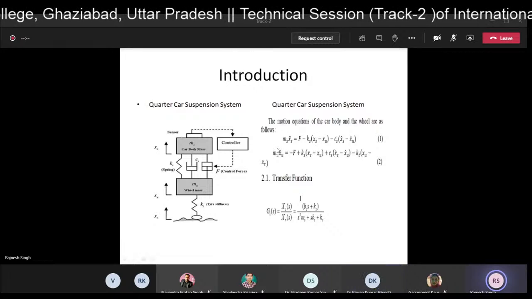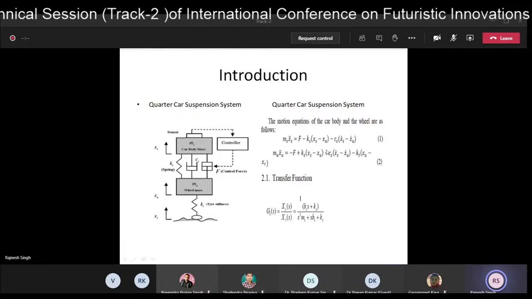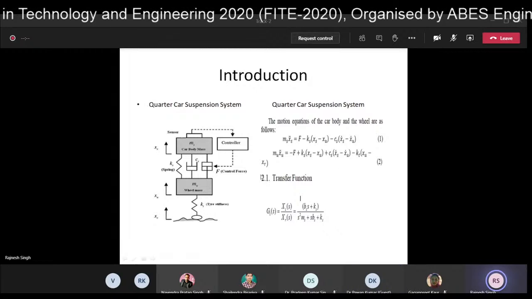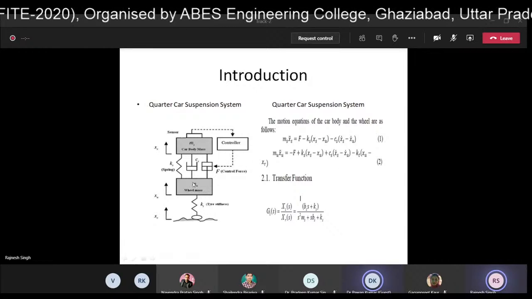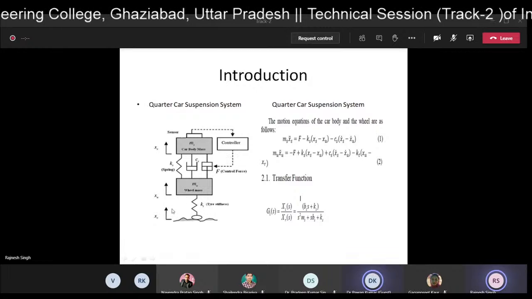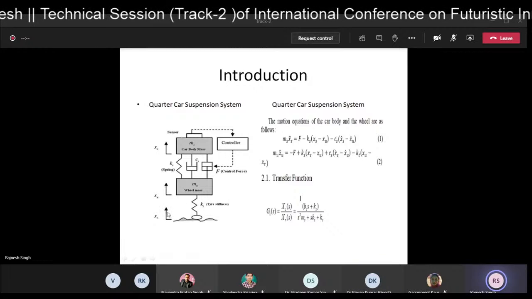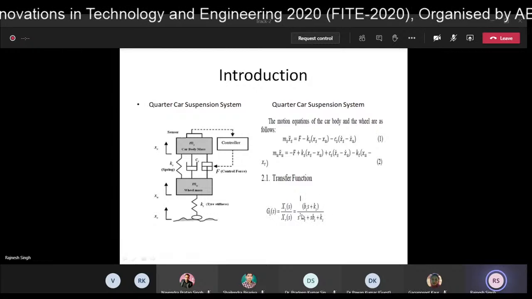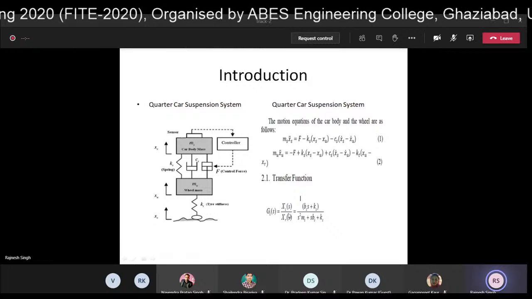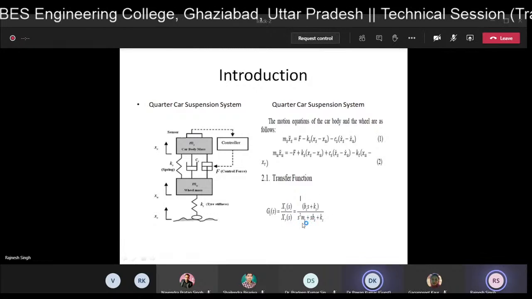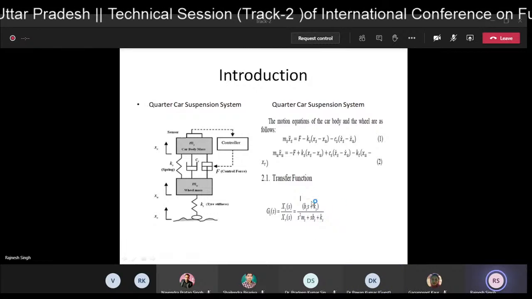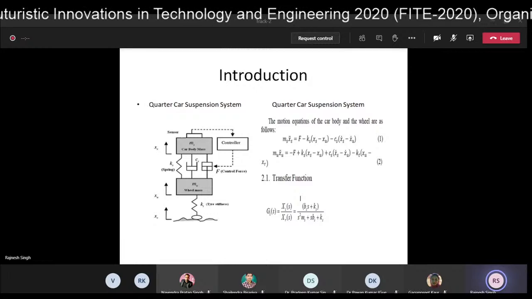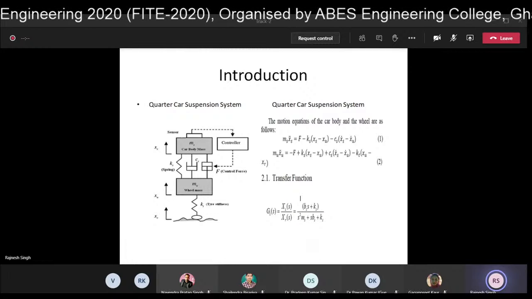If I'm talking about the mathematical modeling, it also says that the system is a multi-input, multi-output system. Here you can see that the inputs for the system are the control force and the road disturbance. To control this system, I'm using one mathematical transfer function, the output because of road disturbance. So this is the transfer function of my quarter car suspension system, caused by road disturbance, to control the vibration caused by road disturbance.